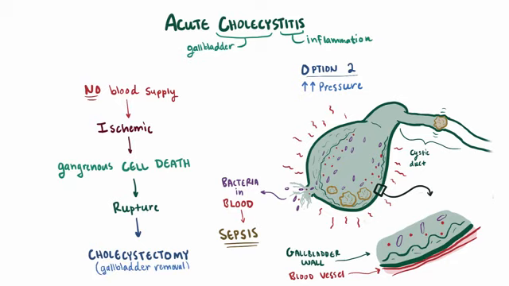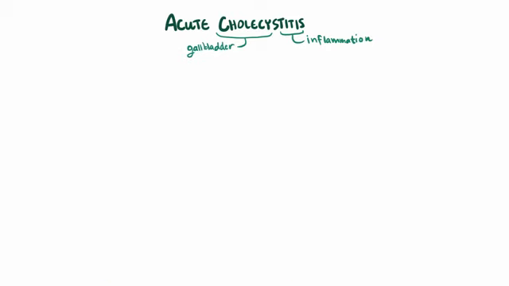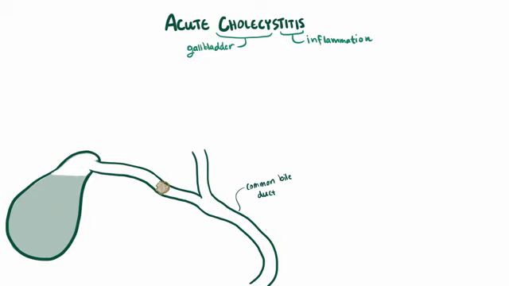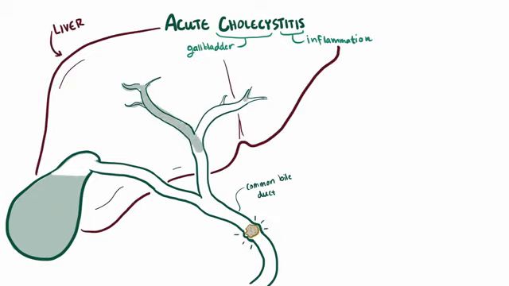If it's allowed to get this far, it's possible the patient needs a cholecystectomy, or a removal of the gallbladder. For some patients, though, if the stone gets lodged further down in the common bile duct instead of the cystic duct, it can start to block the flow of bile from the liver. Because remember that the liver cells help produce bile, right?